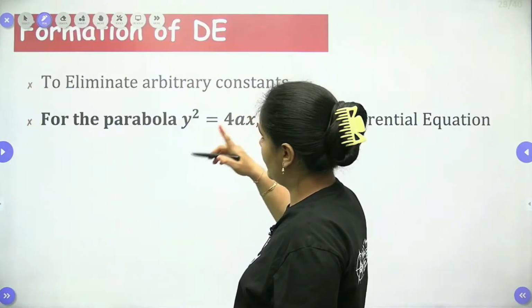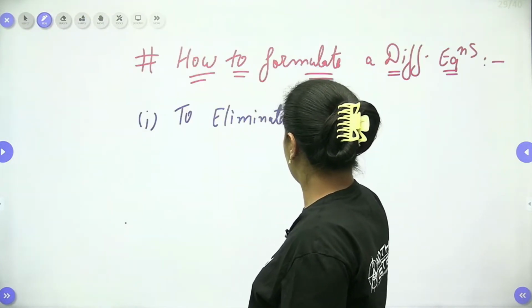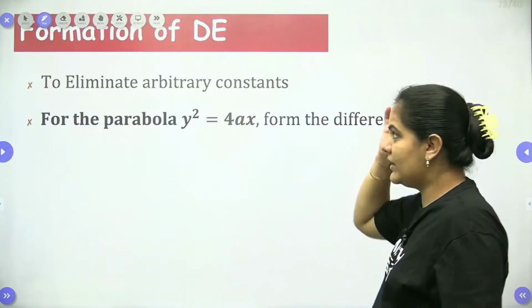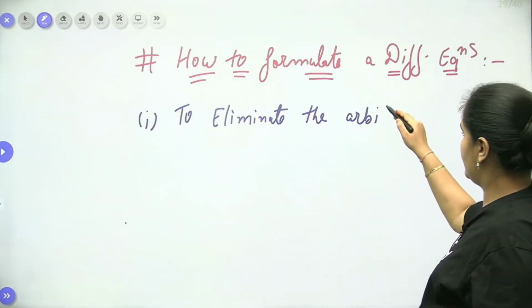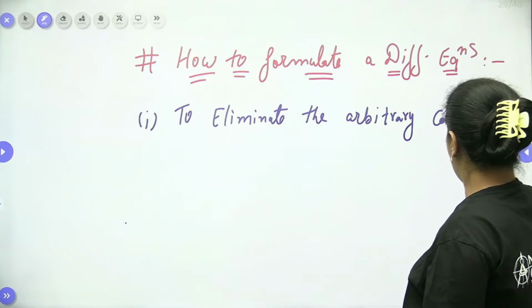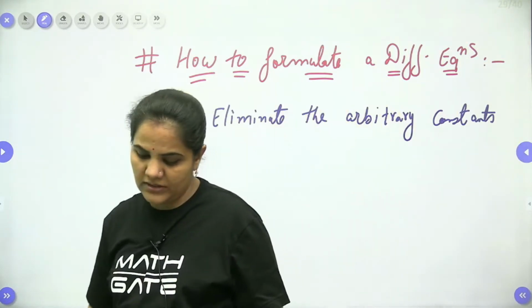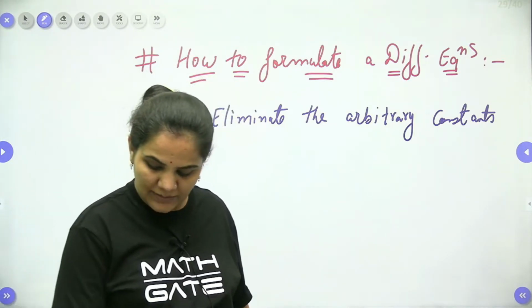Your first purpose will be to eliminate the arbitrary constant, dear students. Okay, I will tell you what is the difference between a normal constant and an arbitrary constant. Now, how do we eliminate the arbitrary constant? Let me tell you about the arbitrary constant.